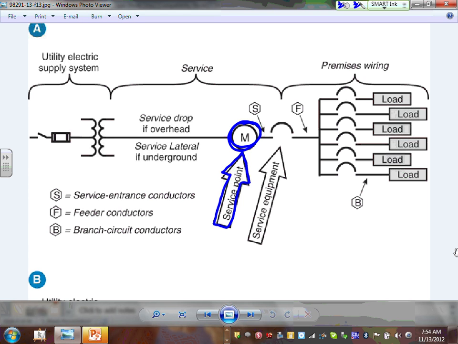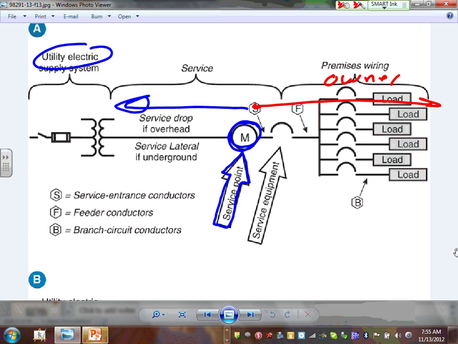From this side, this is owned and operated by the electrical utilities. From this side, this is owned and operated by the owner. Can I have a thumbs up for this? The demarcation point starts with the service point. Service point could be the meter. Who decides the service point? The utilities. They decide where the service point is going to be.